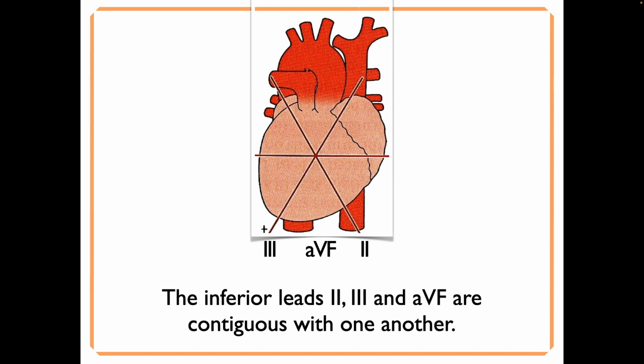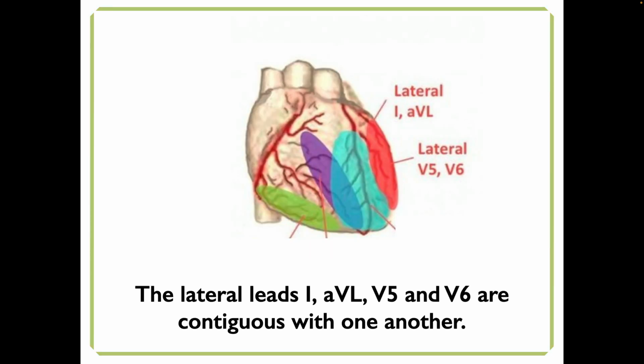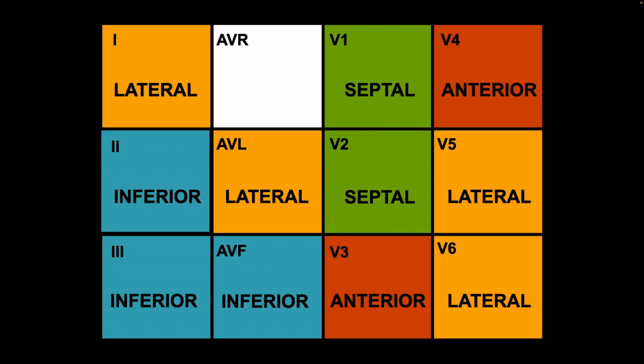Okay, let me rephrase that. V5, V6. Good. For the high lateral leads, exactly right. So 1 and AVL, the high laterals. Okay, so here they are, anyway.